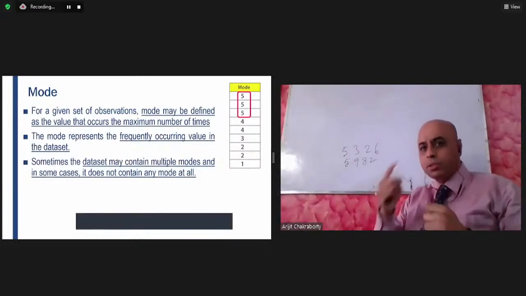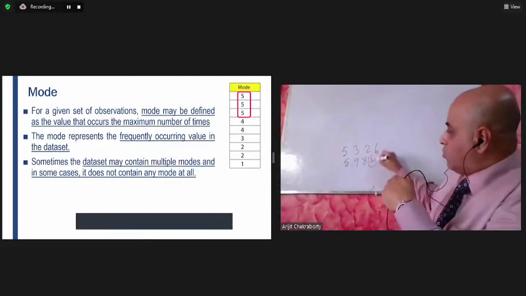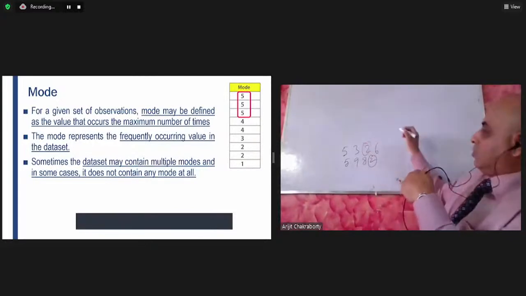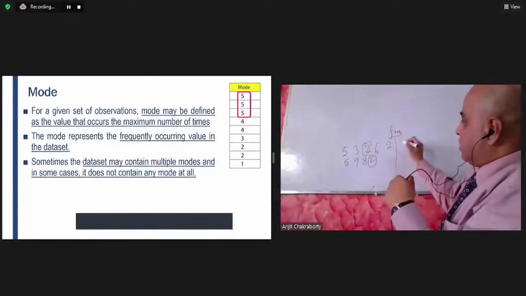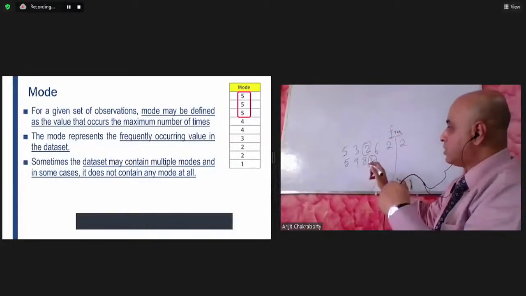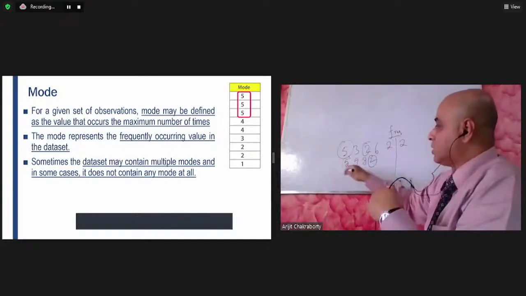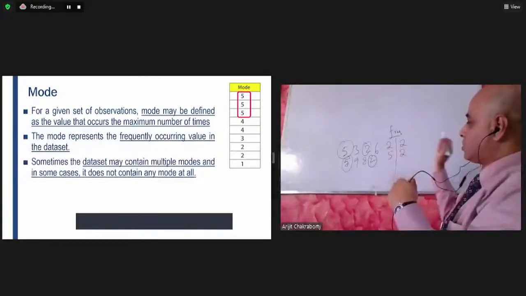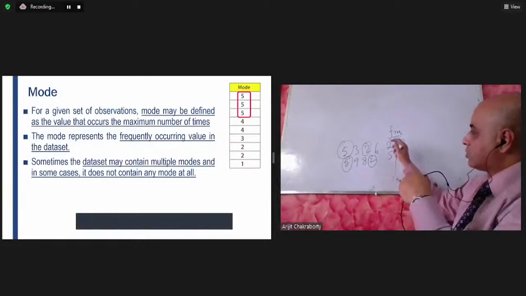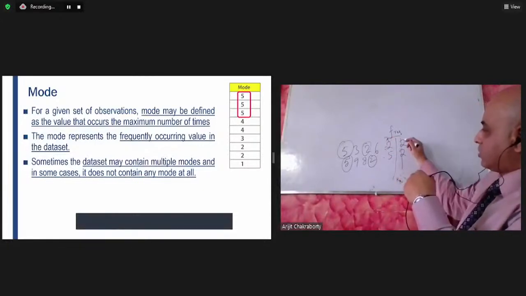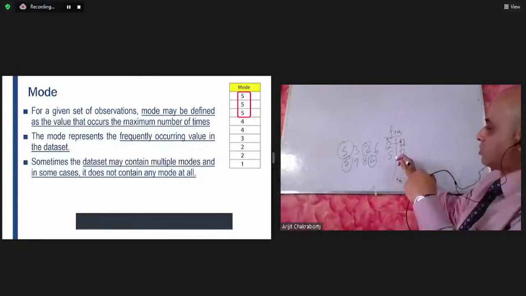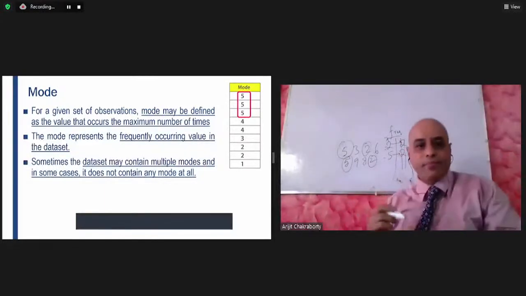How many times does 2 appear? If you see, 2 comes once and then again, so if I write the frequency here, 2 is appearing 2 times. And 5 appears once and twice, so 5 also appears 2 times. So this is x equal to 2, x equal to 5, and this is the frequency. 2 comes 2 times, 5 also comes 2 times.